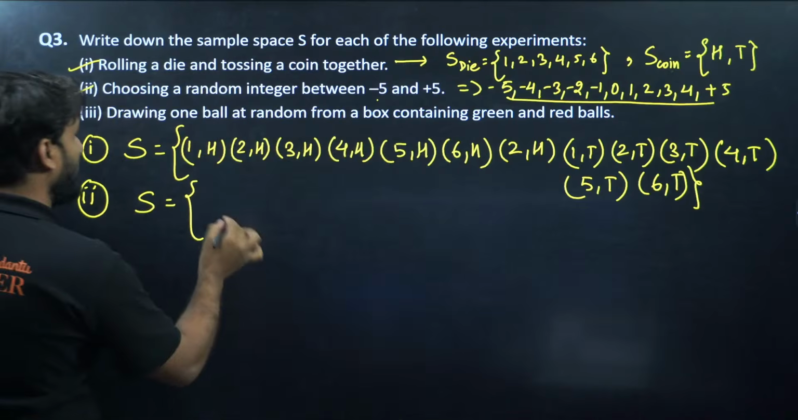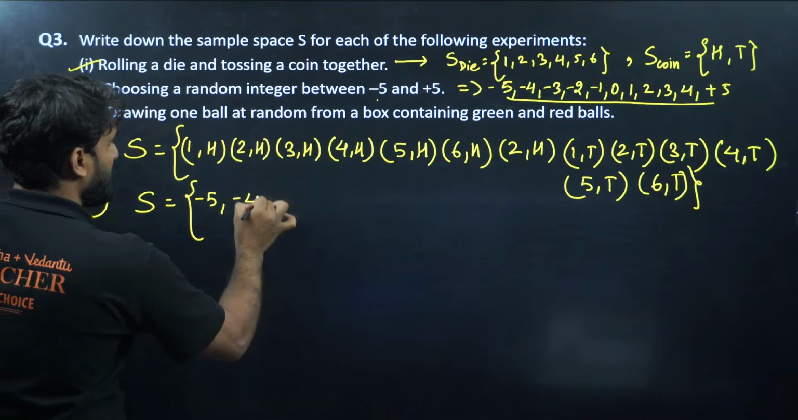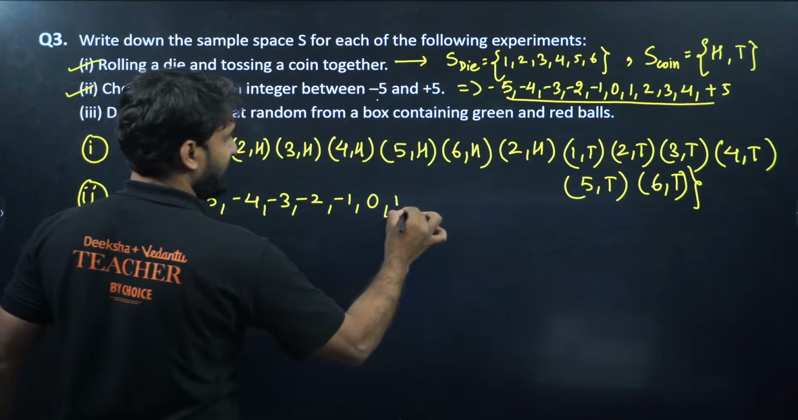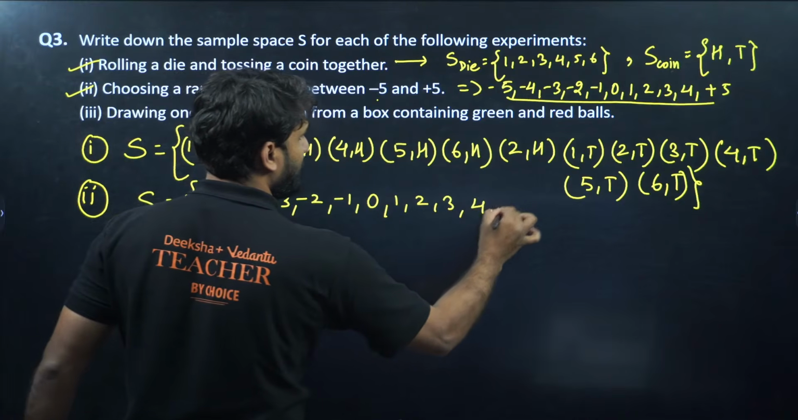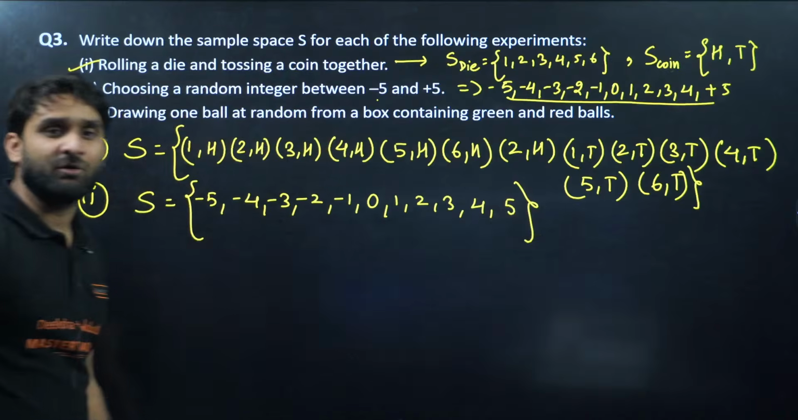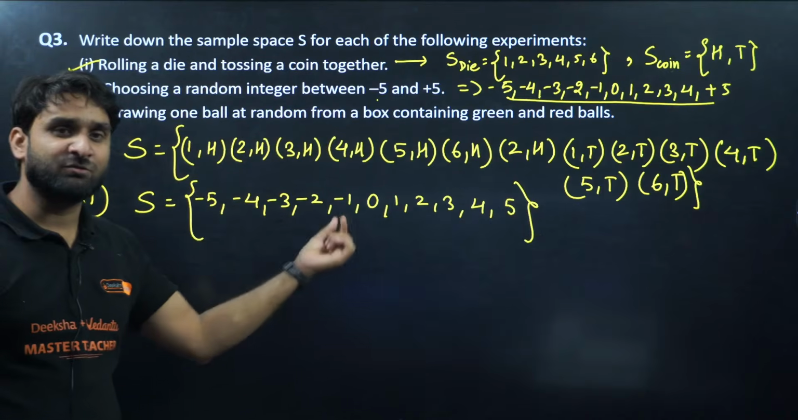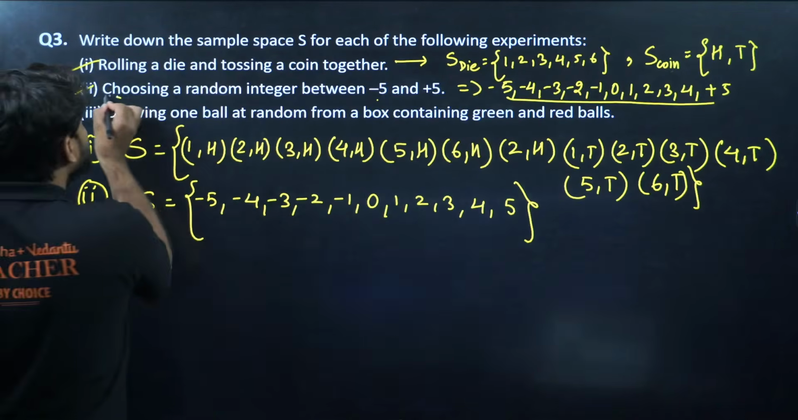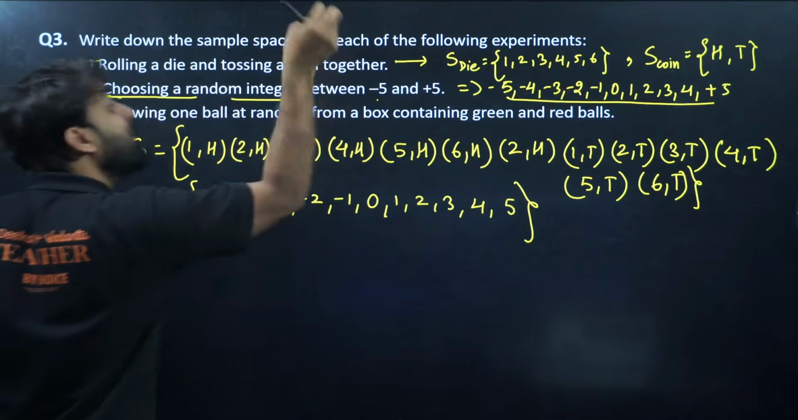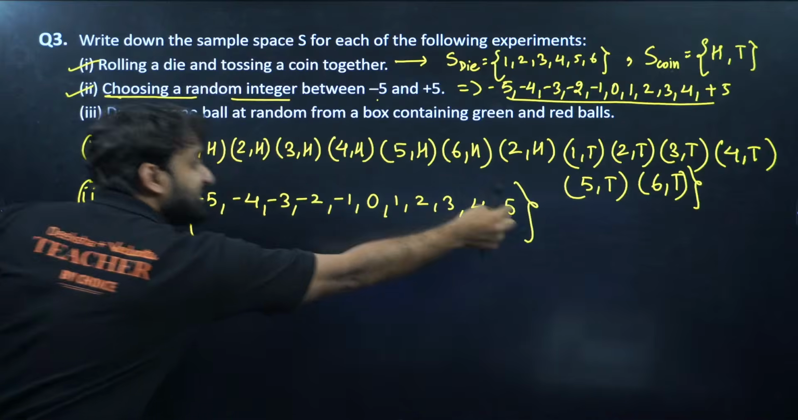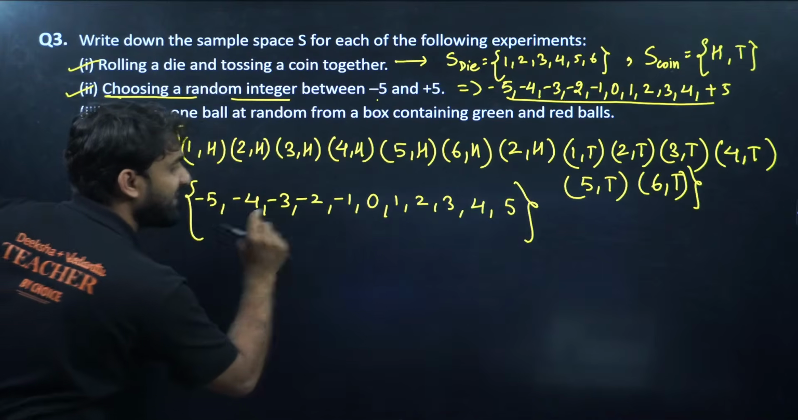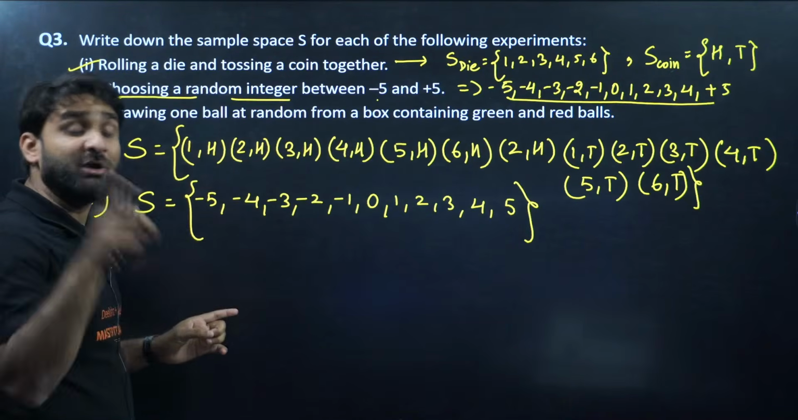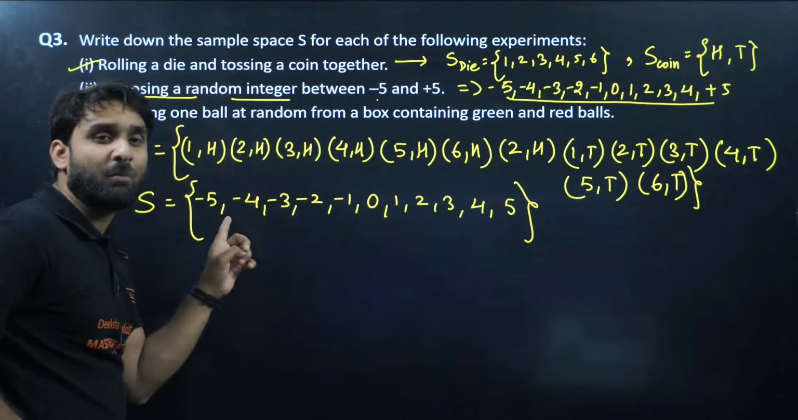So the sample space will look like -5, -4, -3, -2, -1, 0. Now positive values 1, 2, 3, 4, and 5. I hope this is clear to you all. Clear everyone? But the question is choosing a random integer between these two. So in that case, we have to exclude these ends. These will be considered -4 to 4 only, because we are talking about integers between -5 and 5.